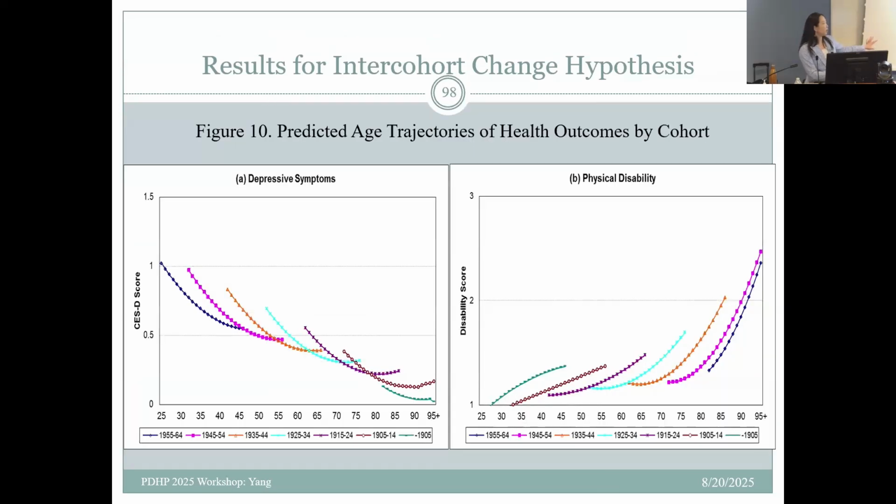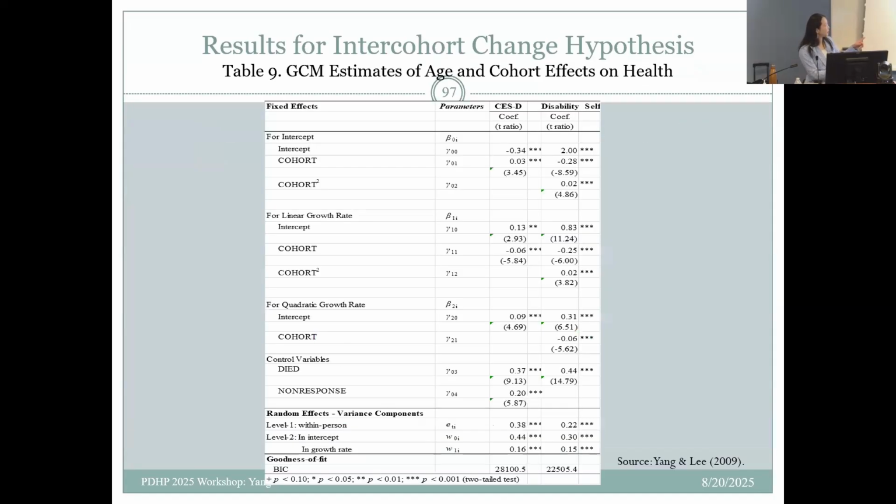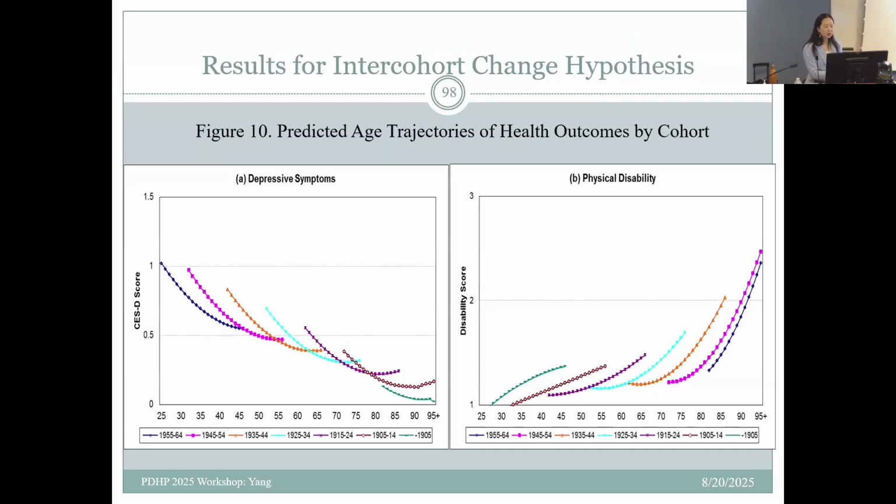And here are the model estimated or predicted age trajectories of depression on the left and disability on the right, which come from the model estimates I just showed in this table. And so we can see how more recent cohorts have higher levels of depression, but lower rates at the same ages compared to the previous cohorts. And they also have lower rates of disability, but somehow steeper rates of increase with age compared to their predecessors.